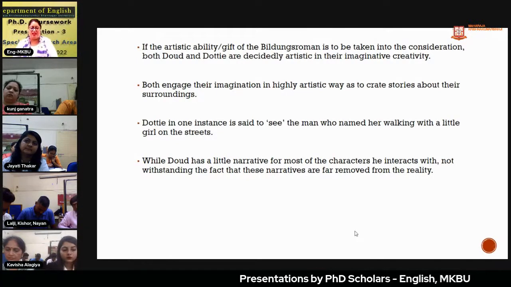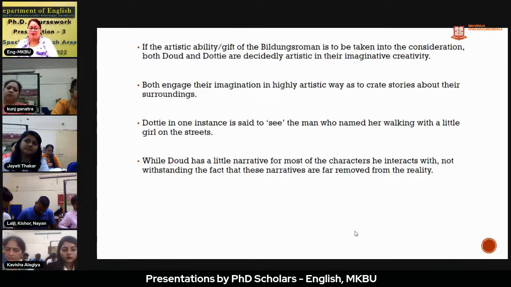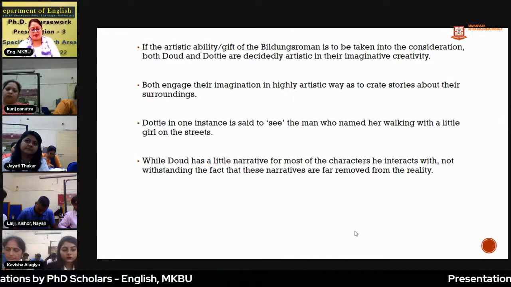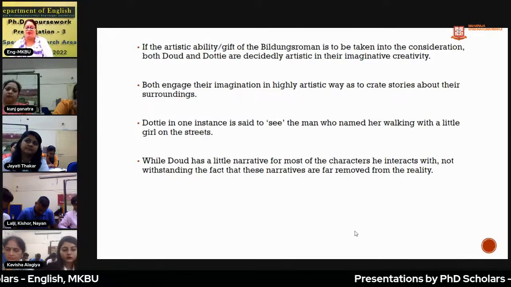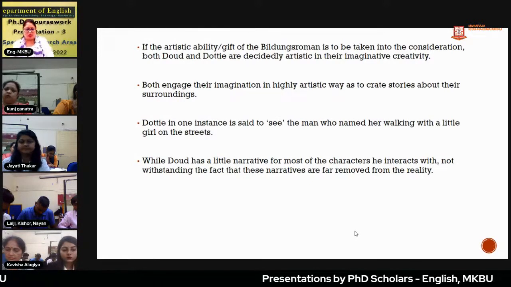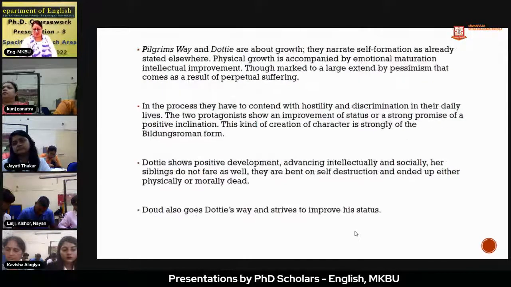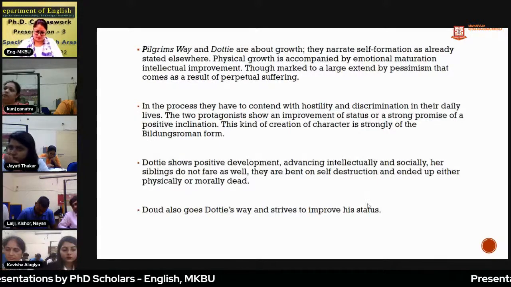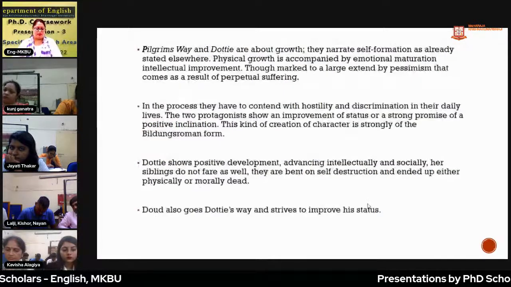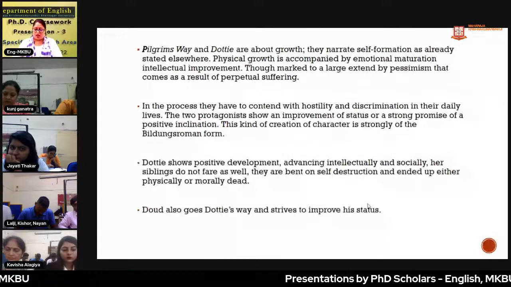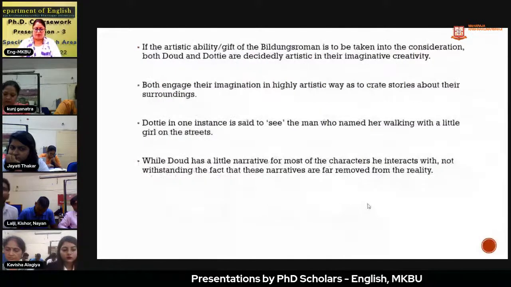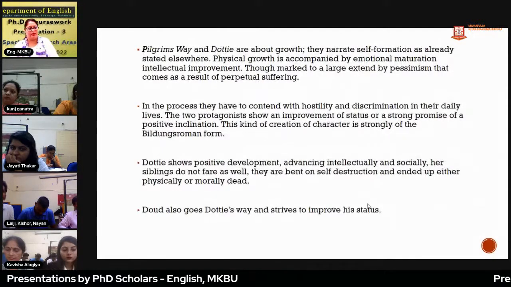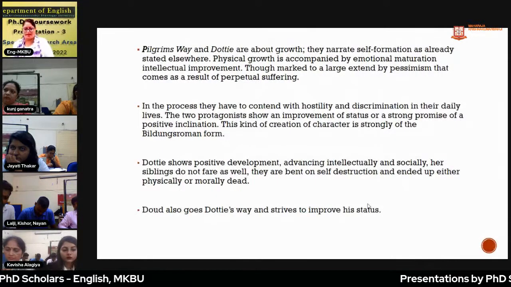Daud has a little narrative for most of the characters he interacts with, notwithstanding the fact that these narratives are far removed from reality. So it happens. Further, I will discuss Pilgrim's Way and Dati. That is also one narration I find in Toni Morrison's The Bluest Eye.